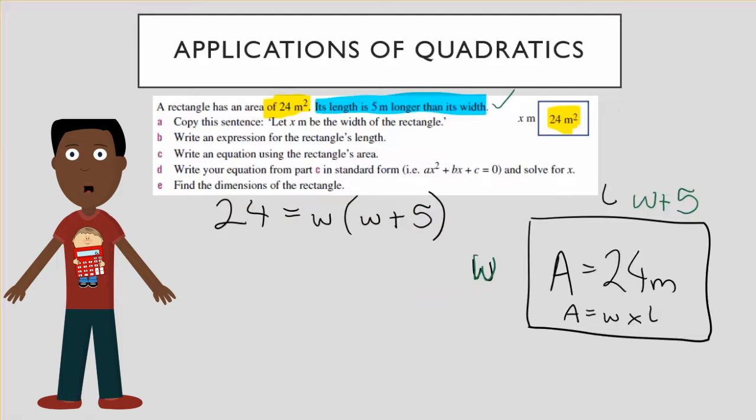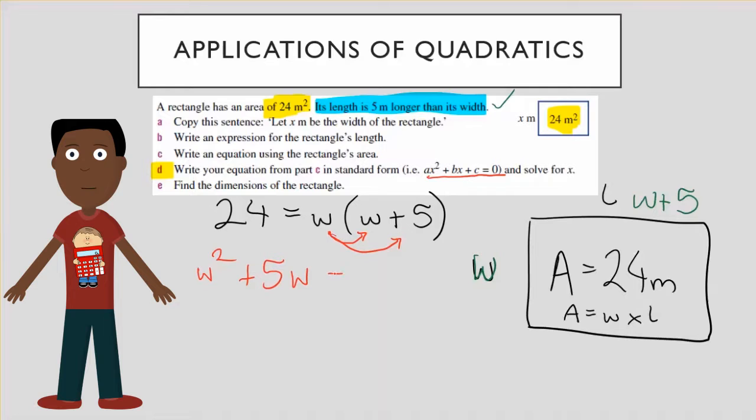Question D asks us to write our equation from part C in the standard form, ax squared plus bx plus c equals 0. To do that, we need to expand the brackets. So, if we were to rewrite this equation with the brackets expanded, obviously we times whatever is outside the brackets by whatever is inside. So w times w equals w squared, w times 5 equals plus 5w.